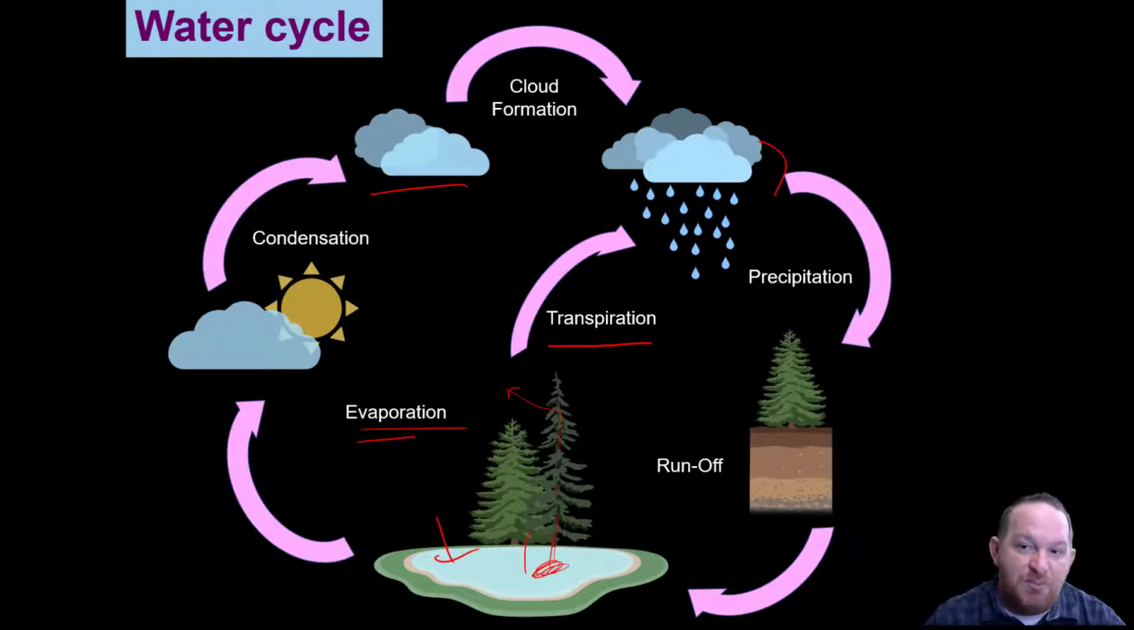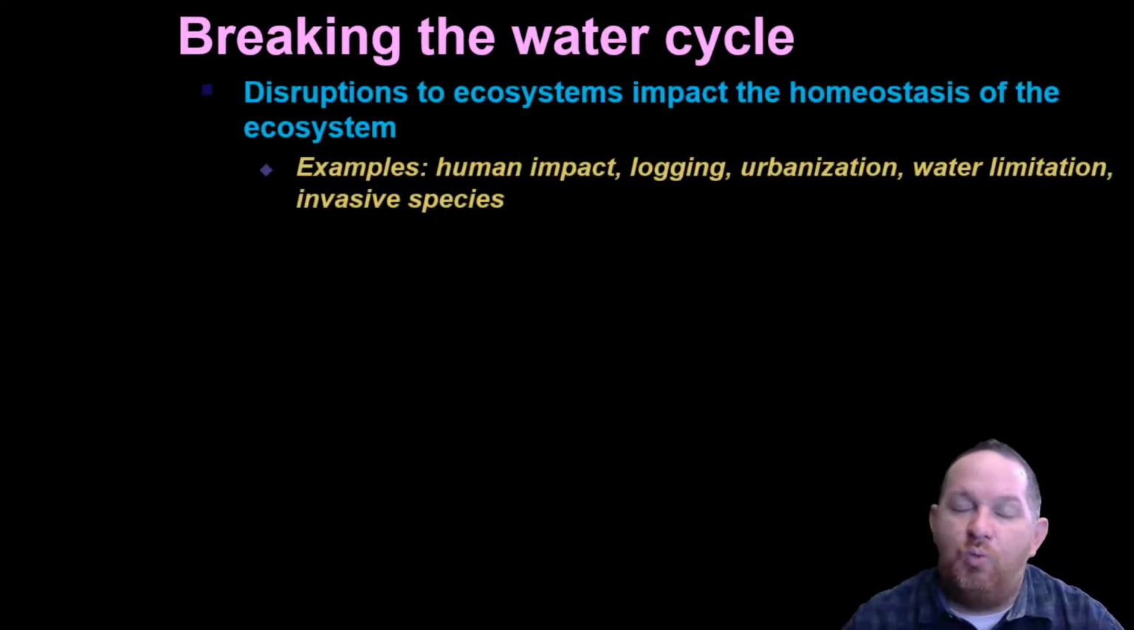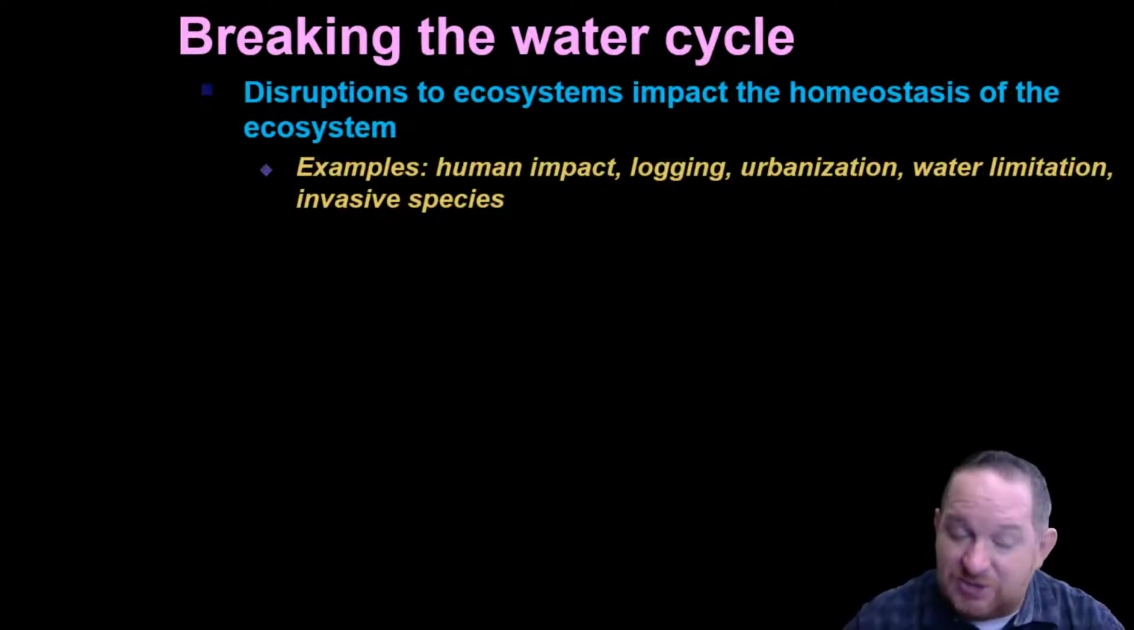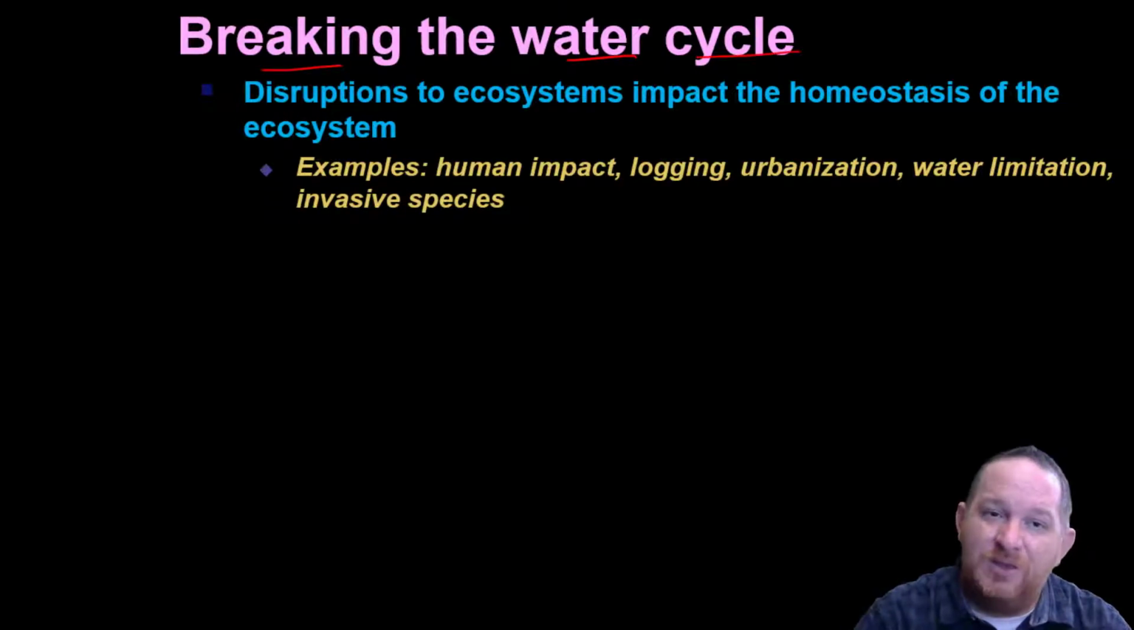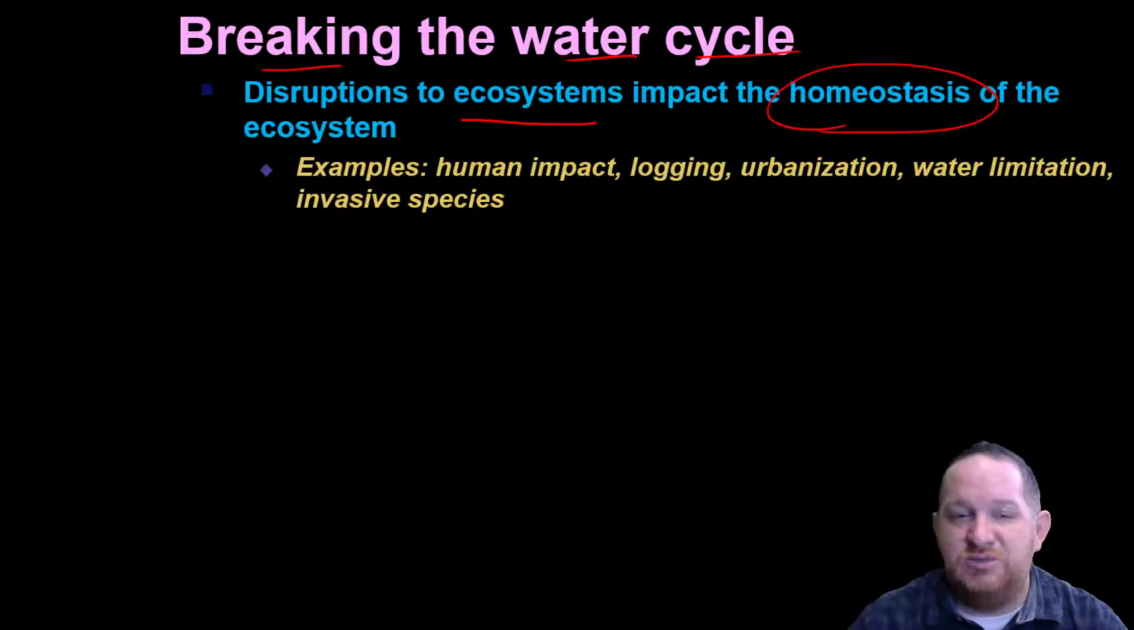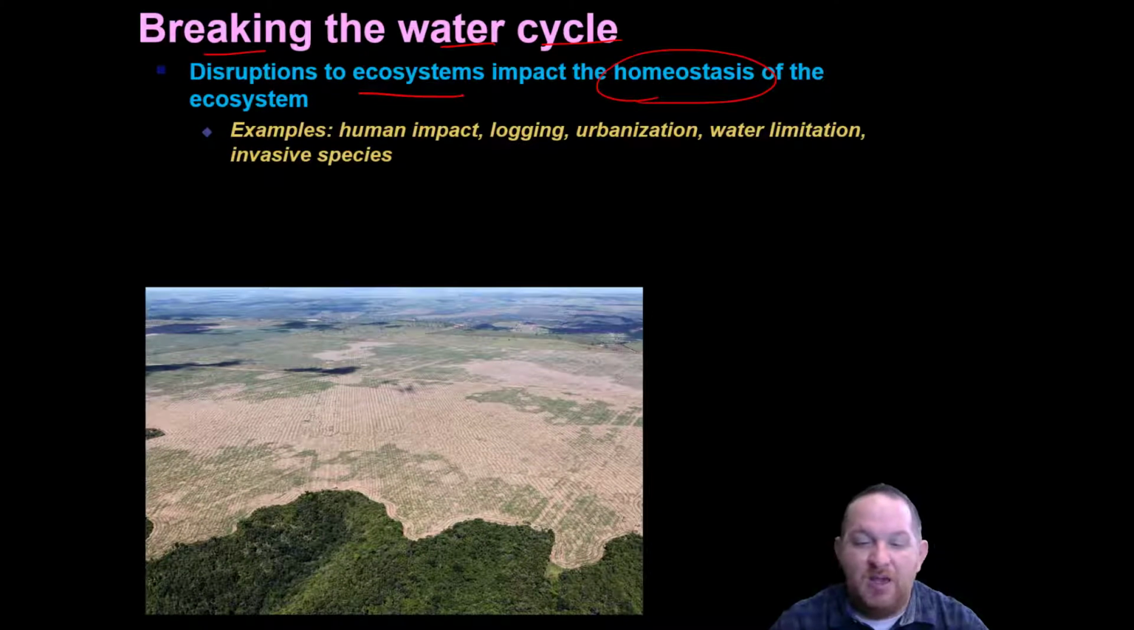So the water cycle is very important because, like I said, we have a limited amount. Well, there actually is an issue with the water cycle, which is that we cause a disruption to this particular ecosystem. And humans are directly impacting this. So breaking the water cycle, a disruption, is impacting the homeostasis of our ecosystem. So for example, a major issue is deforestation.